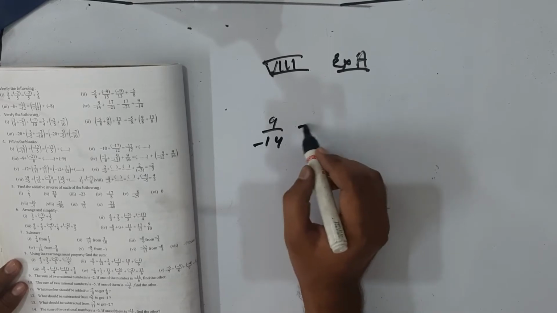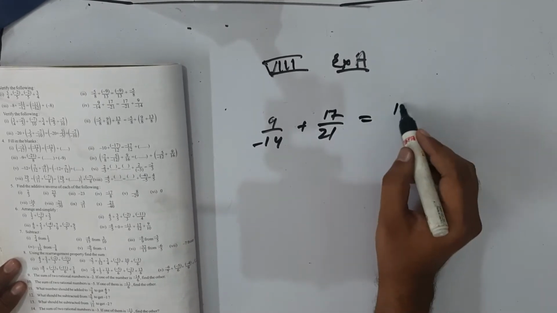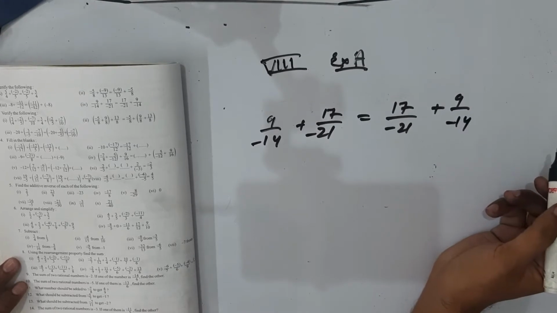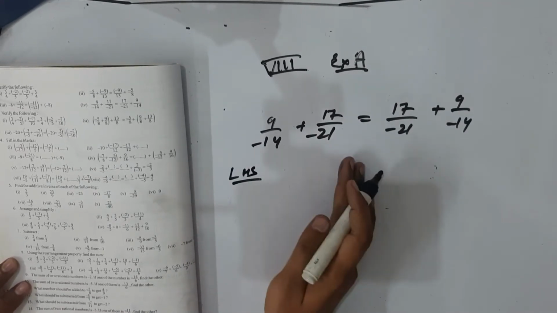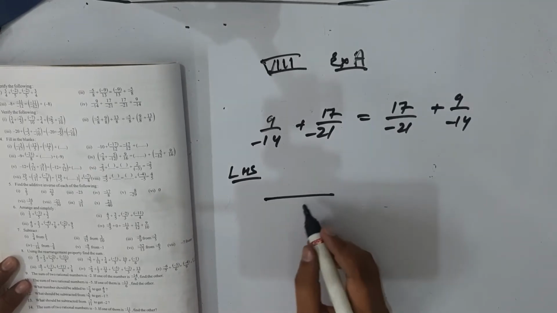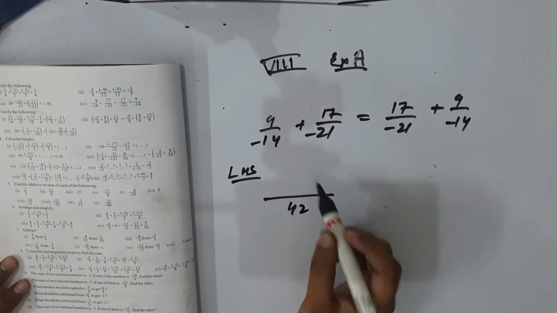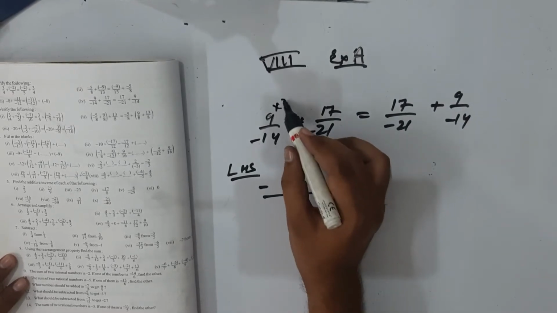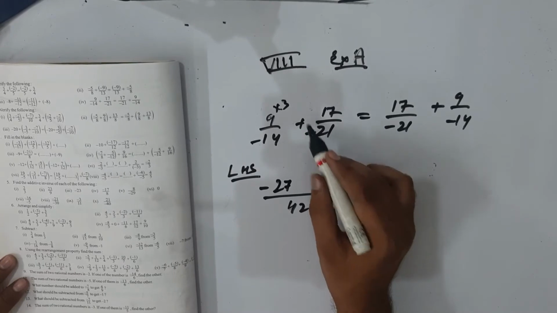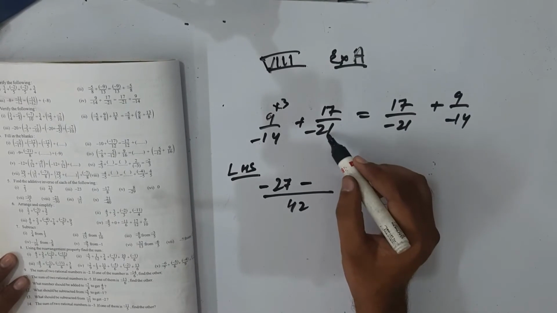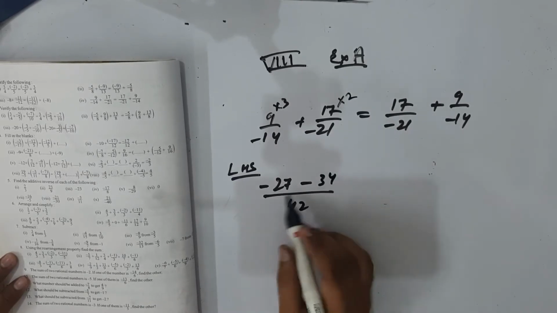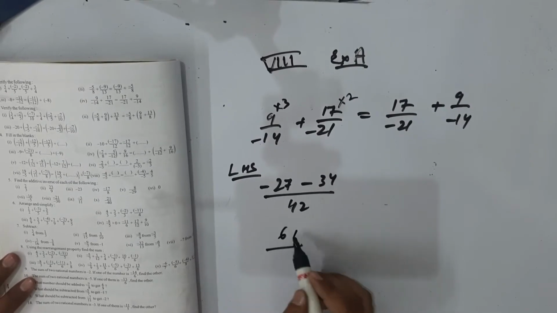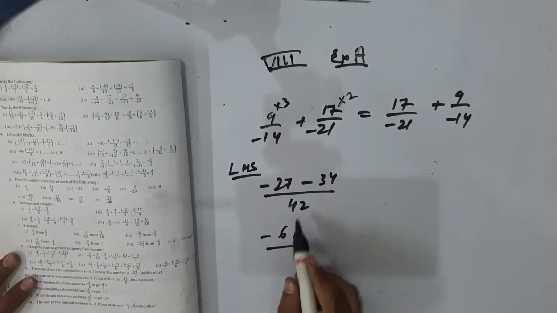9 upon minus 14 plus 17 upon 21 equals 17 upon minus 21 plus 9 upon minus 14. This is the question. So first of all, we'll solve the left hand side of the equal sign. Take the LCM. LCM will be 42. This minus sign will go in the numerator, so it will remain minus as it is. How many times do you have to multiply? You have to multiply 3 times. 9 3s are 27. This plus minus, I told you, opposite sign, minus. 21, how many times will it go? 2 times, 34. Solve them. Minus minus, same sign, plus. So add them. This is 61, and the sign will be of the bigger one. It is minus sign upon 42.